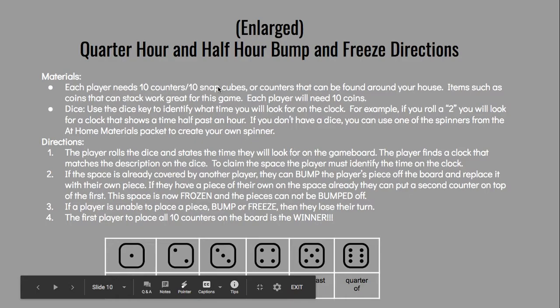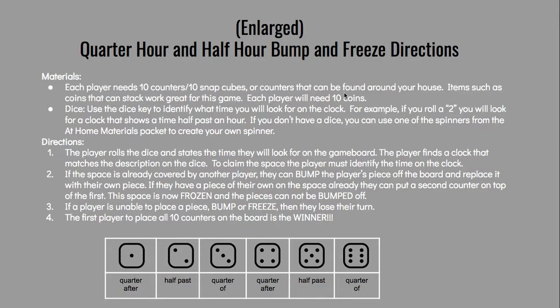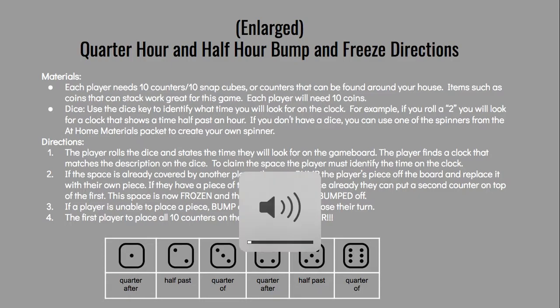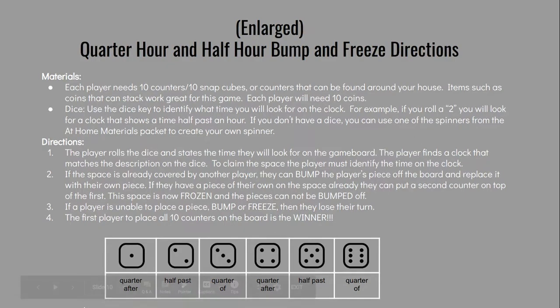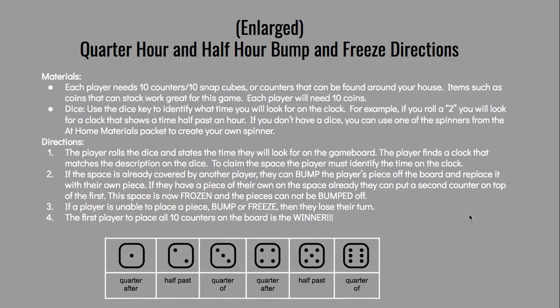Okay, so your materials, you're going to need 10 counters and 10 snap cubes, or counters that can be found around your house, like coins, or maybe even little pieces of cereal, whatever you can find around your house to play this game. Then you need a dice. You're going to use the dice key to identify what time you will look for on the clock. For example, if you roll a 2, you're going to look for a clock that shows the time half past an hour. If you don't have a dice, you can use one of the spinners from your at-home materials packet that you got the first week to make your own spinner.